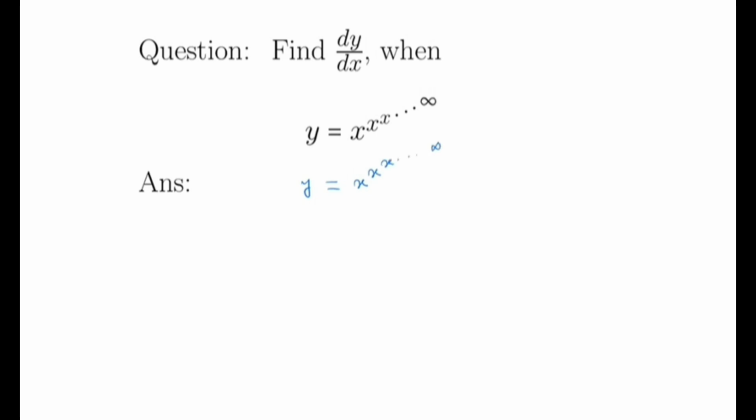So here what is the power of x? Here the power of x is also x to the power x to the power x to the power up to infinity. So that is nothing but y. So y is basically nothing but x to the power y.